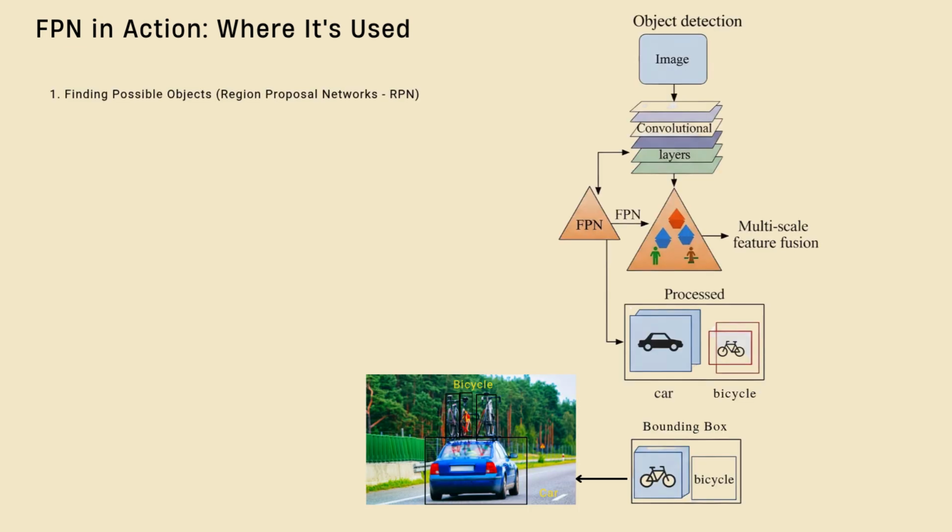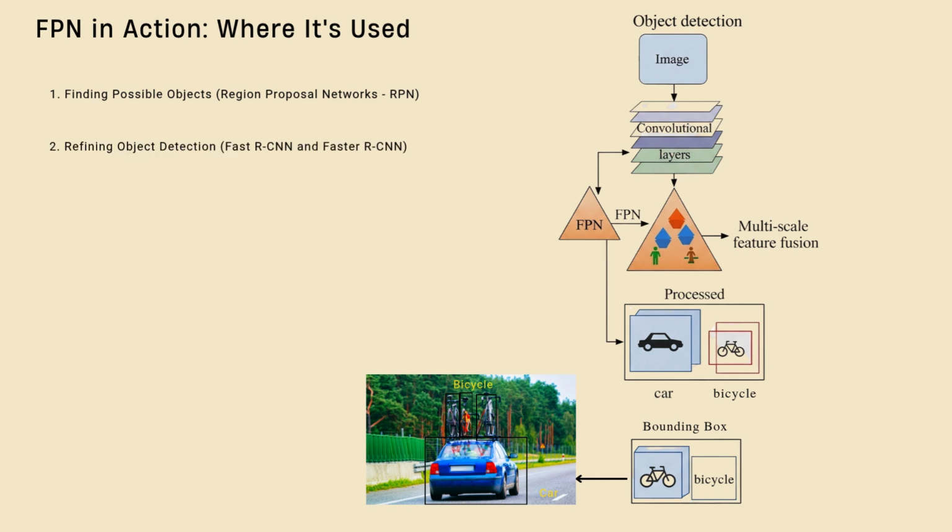In object detection, there's usually a first step where the computer tries to guess where objects might be. This is done by something called an RPN. FPN helps RPN by giving it smart maps at every size. This means the RPN can now suggest objects of all sizes, from tiny to huge, much more accurately.